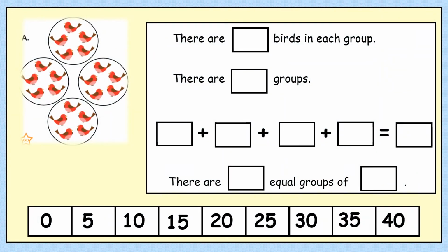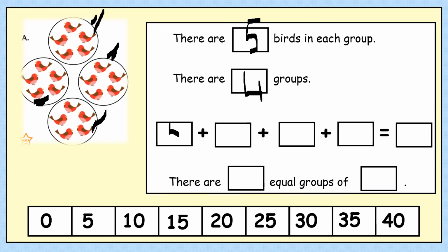All right, let's have a look at these sentence stems. There are something birds in each group. Well, let's have a look. I can see a group here, a group here, a group here, and a group here. How many are in each group? Right, that's 5. There are how many groups? Good sabotaging, there's 4 groups. So now I need to write a number sentence. Something plus something plus something plus something equals something. What would my number sentence be?